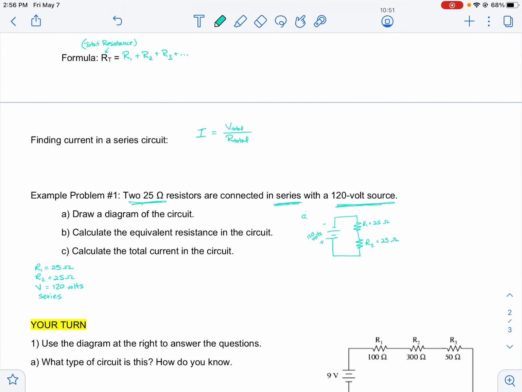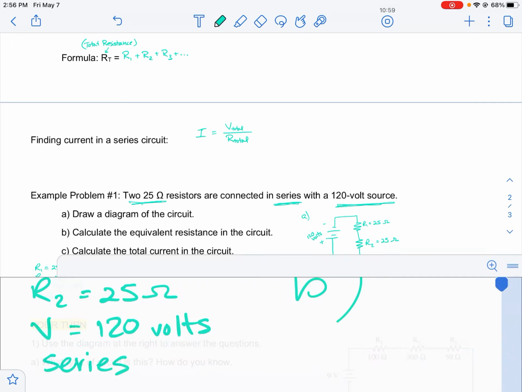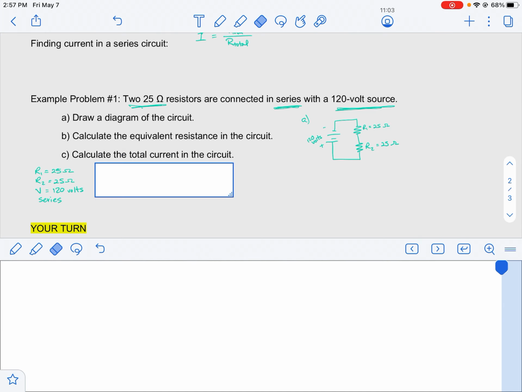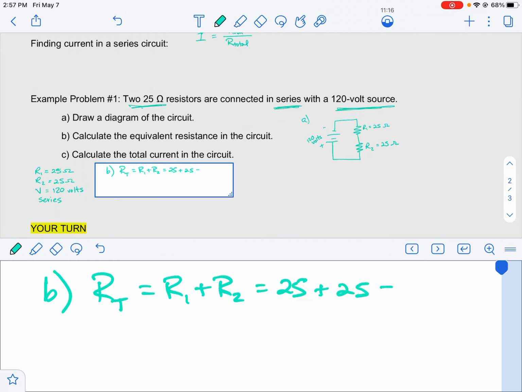I drew my circuit. Part B says calculate the equivalent resistance. Equivalent is the same as the total resistance. So let's go ahead and calculate that. There we go. So my equivalent or my total resistance is R1 plus R2 in this case. There's only 2 resistors. So this is going to be 25 plus 25, which is going to give me 50 ohms. Don't you like it when the math is easy?